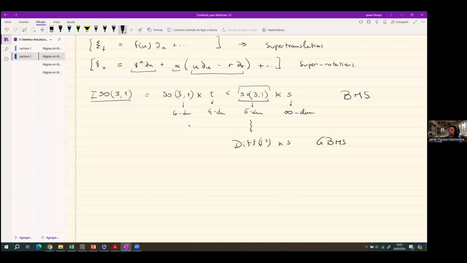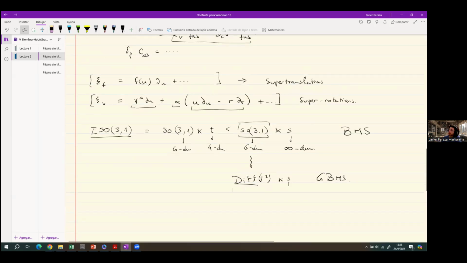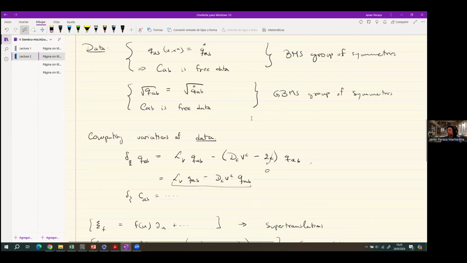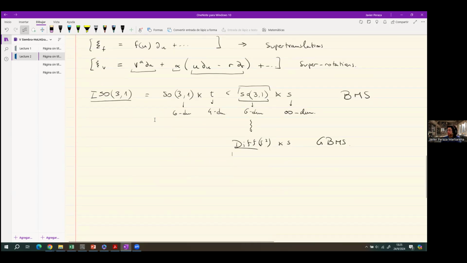So the generalized BMS is considering, instead of the conformal Killing fields, any diffeomorphism on the sphere, and we want to compute these charges. How does this extension work? Well, it is equivalent to saying we have any metric conformally related to the round metric on the sphere, okay? So we are going to see how this works.